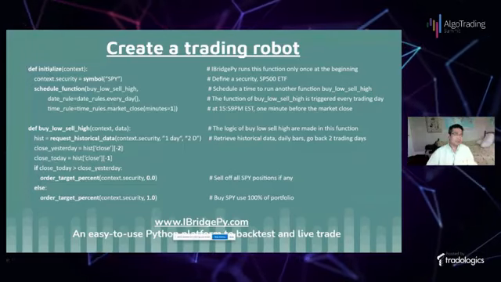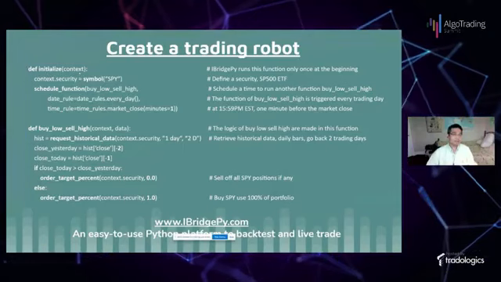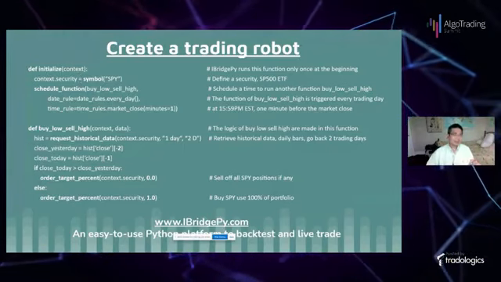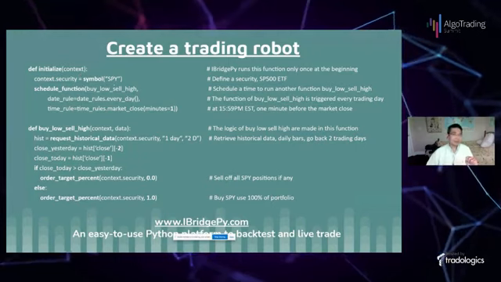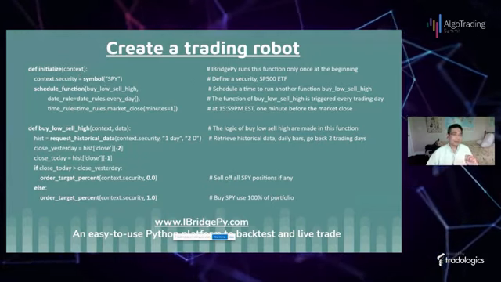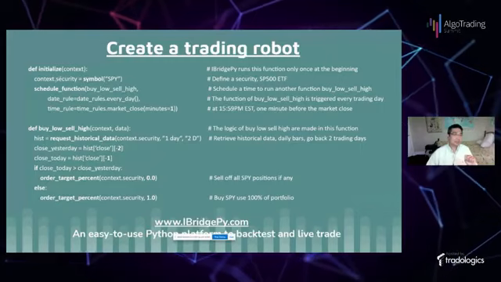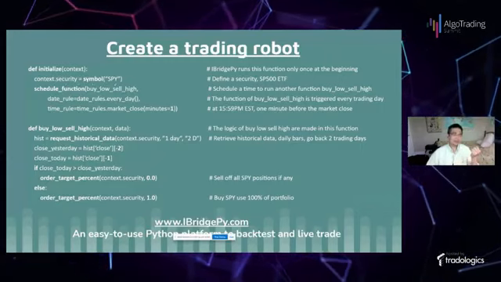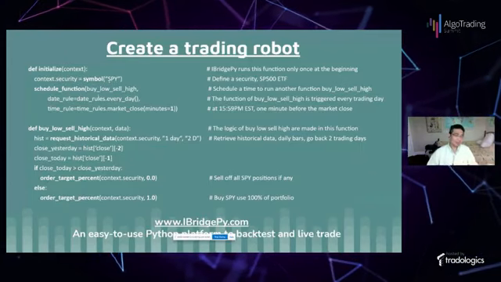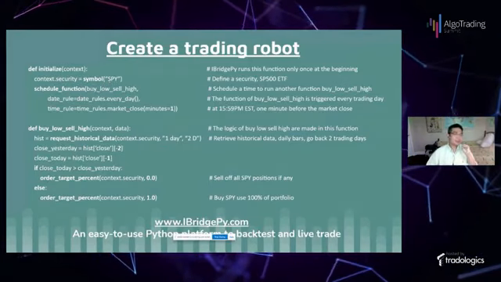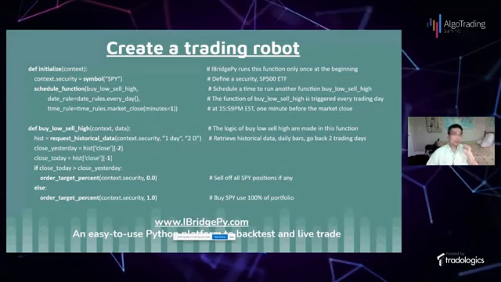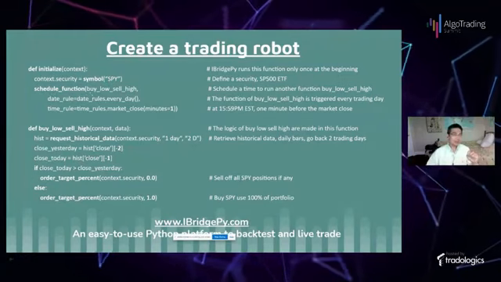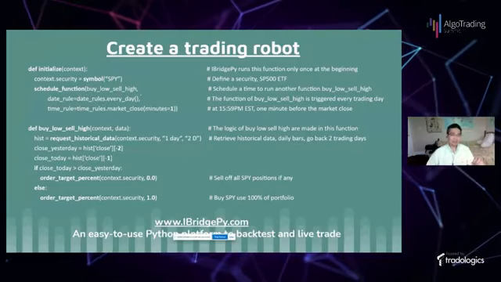The initialize function is a function that will run only once at the beginning. It will be used to define some variables. For example, I use context.security to define the securities that I want to trade, which is SPY. And then I use a schedule function to schedule a time to run the other function at a specific time.